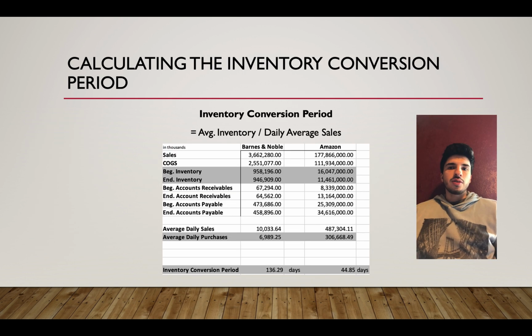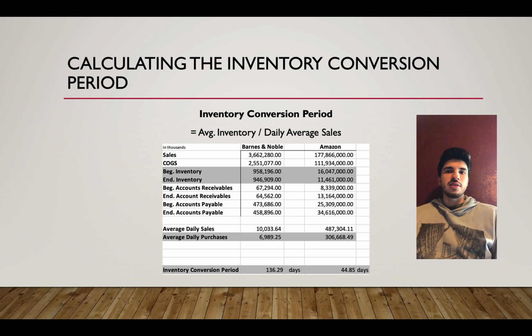Next, we calculate their inventory conversion period. We need to take the average of their ending inventory from the previous year and the beginning inventory for the current year. You then divide that by their average daily purchases. So for Barnes & Noble, we get 136.29 rounded up to 137 days, and for Amazon we get 44.85 rounded up to 45 days. This essentially measures the average time it takes to convert inventory into finished goods and to sell those goods.